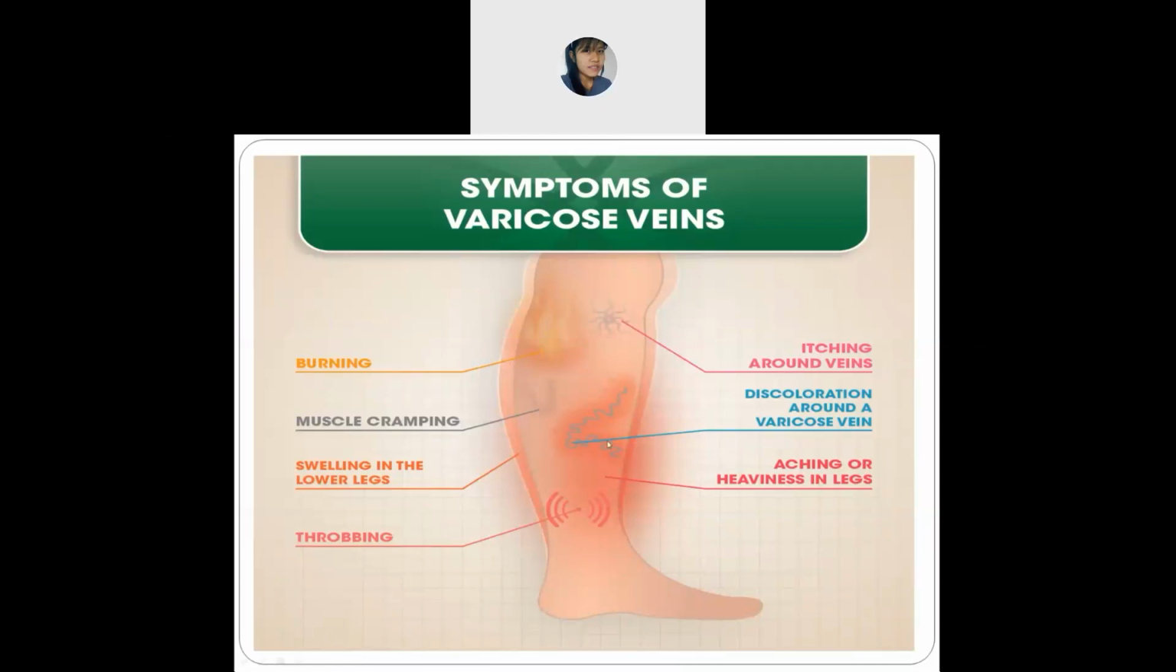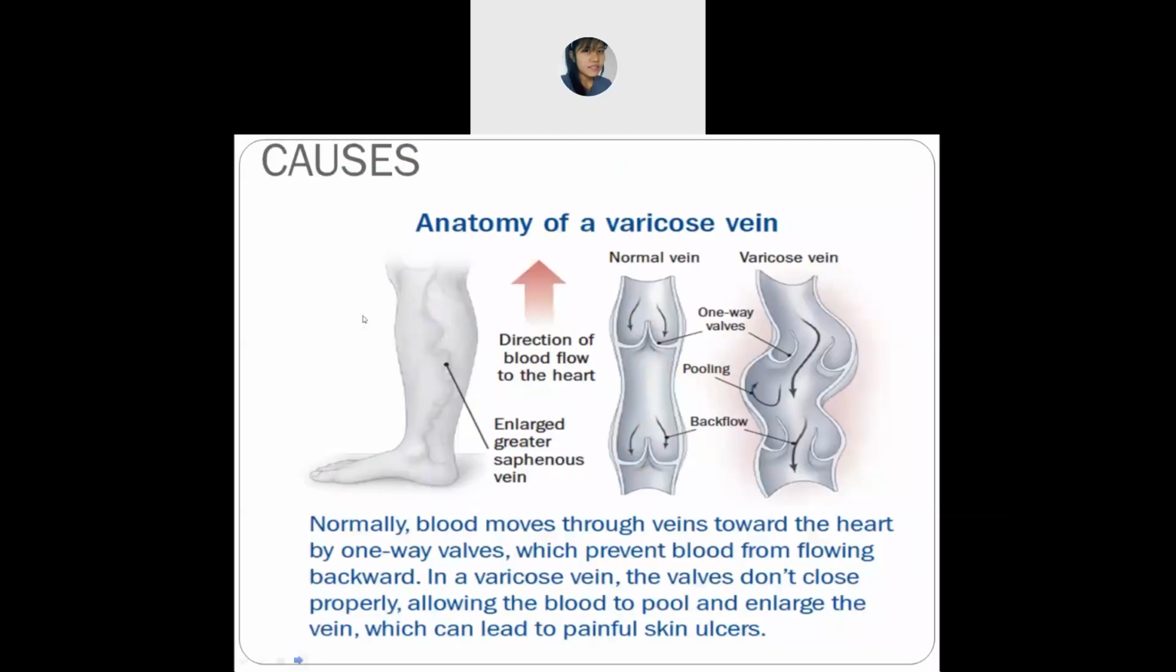Then after that, what will you find? You will find that there will be discoloration in the vein, that is, it will appear dark blue or purple in color. Okay, and throbbing means the pulse will be very rapid. It will appear very fast. And the next is aching or heaviness in the leg. So the person will feel pain, and also the person's leg will feel heavy. The weight of the leg will appear to be heavy. Okay. So we are done with the symptoms. Now let's see about the causes.